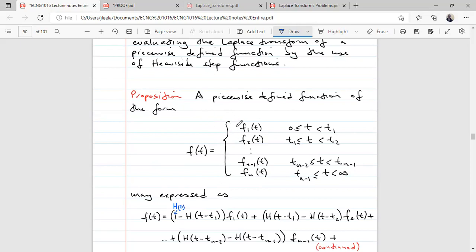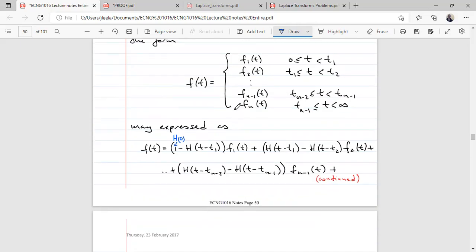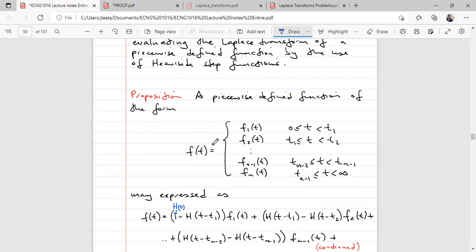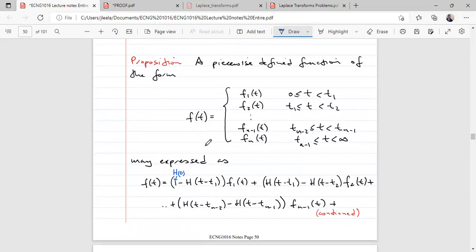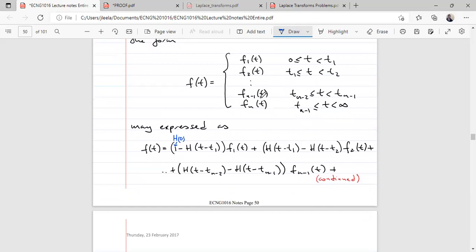Because this is the general proposition for the piecewise defined function. When we're looking at specific examples, we will see, depending on how many parts we have, it might have 3 parts, it might have 4 parts, it might have 2 parts, as the case might be, right? So this is how it's been expressed.